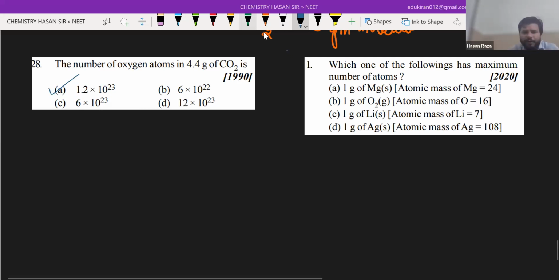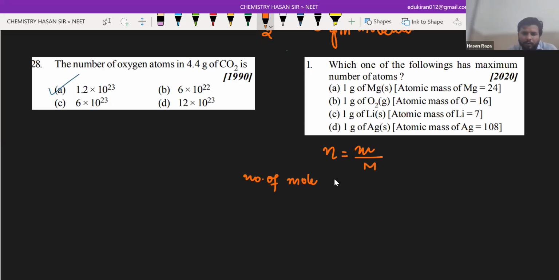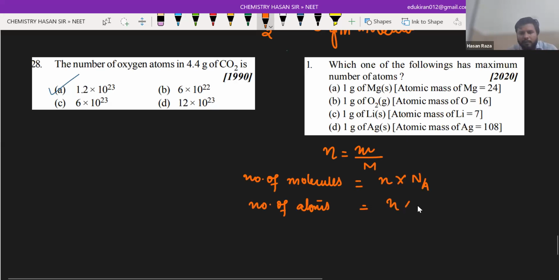See, it's very easy. First of all, you need to calculate the number of moles, which will be given by given mass upon molar mass. Then you calculate the number of molecules, which is the number of moles into N. Then for the number of atoms, it is the number of moles into N into the number of atoms present in the molecule.